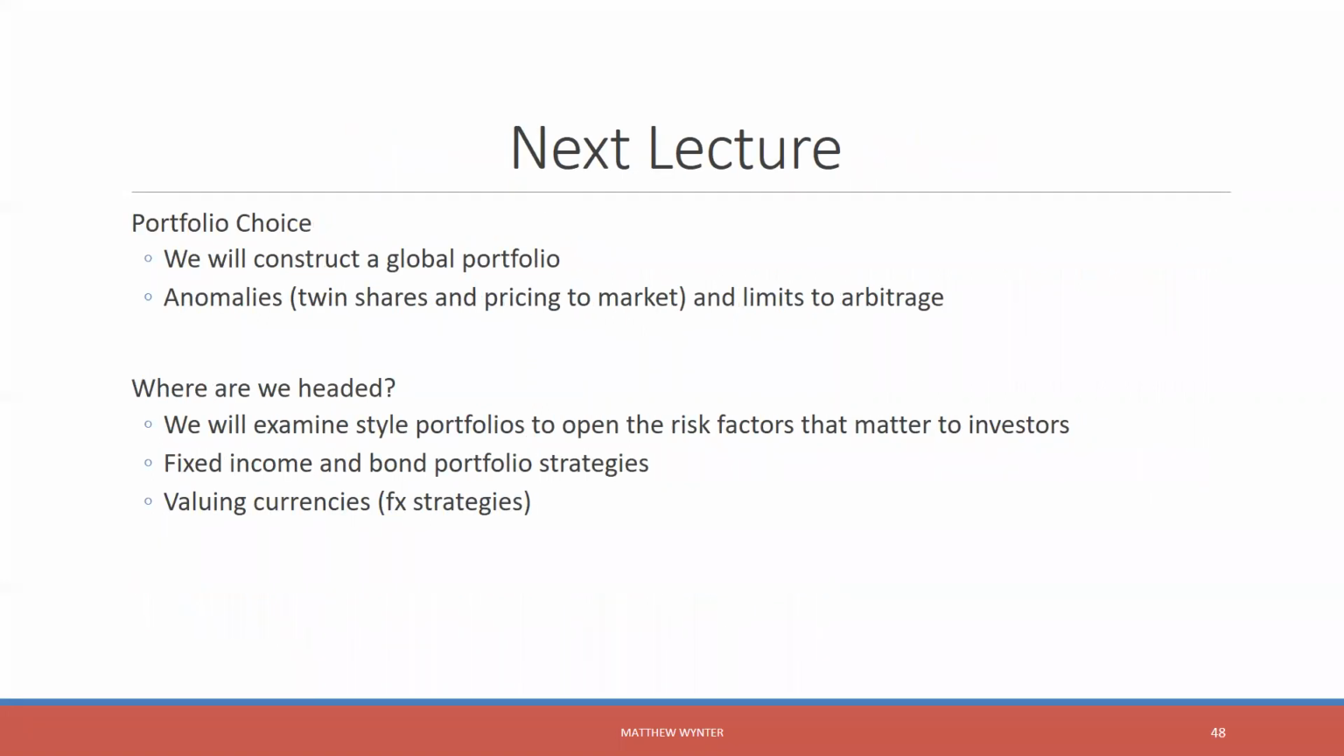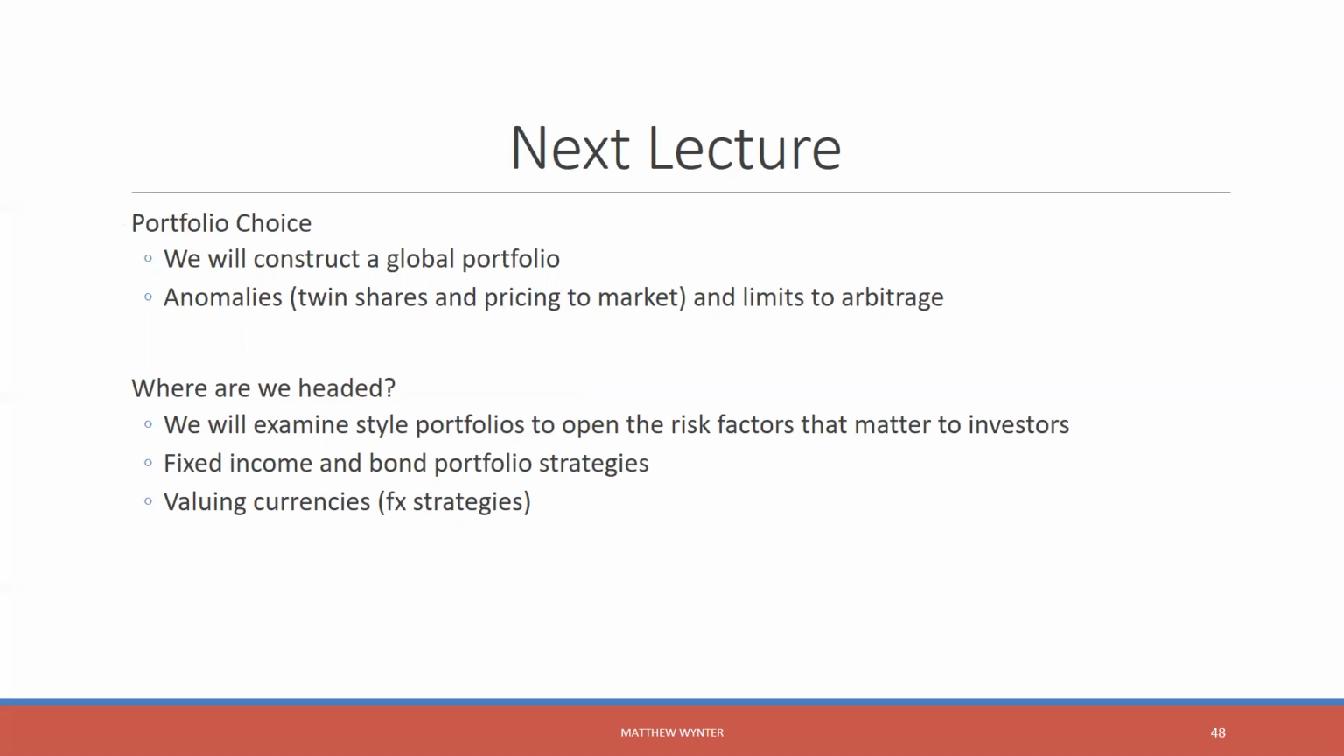Our next lecture will also be within portfolio choice. We're going to construct the global portfolio. We'll talk a little bit about anomalies. So these are things that shouldn't really happen in the market, but do happen in the market within an international context. These are very interesting. So we'll look at twin shares. We'll look at the phenomenon of pricing to market. And then lastly, we'll discuss limits to arbitrage.